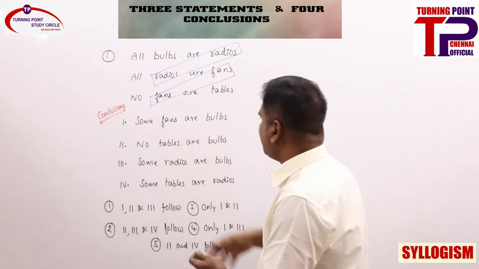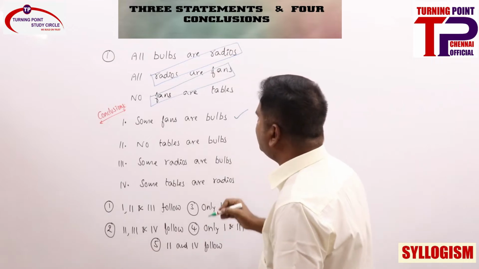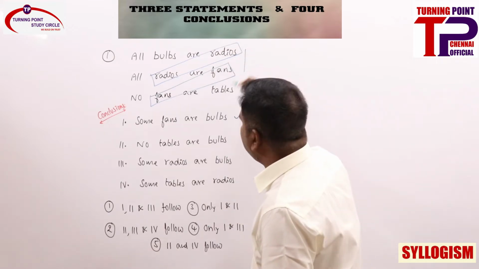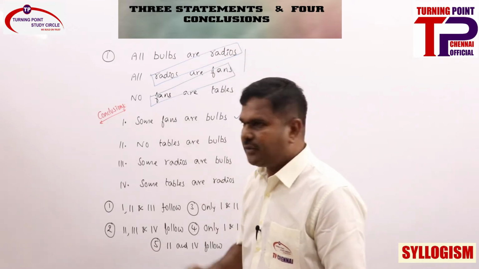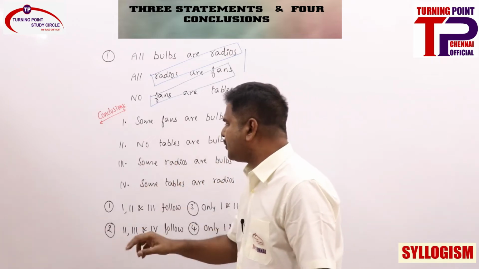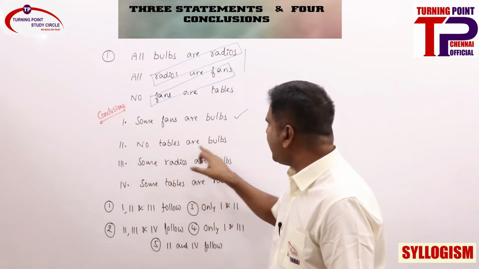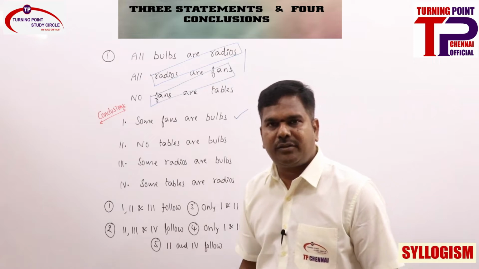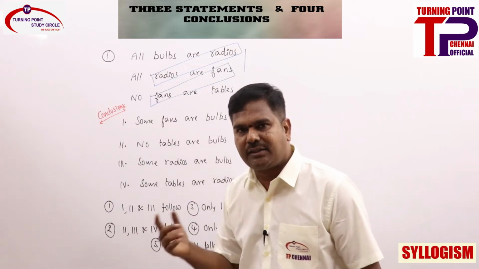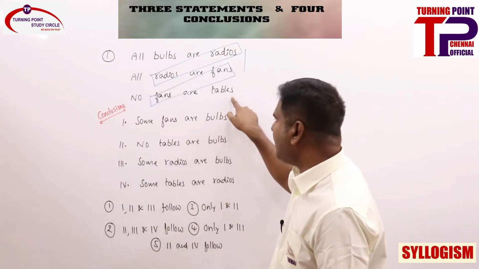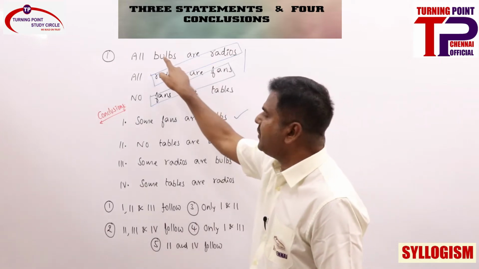Whether it is right, some fans are bulbs? Yes. So the first conclusion follows based on the first two statements, right? So come to the second conclusion. What is the second conclusion? No tables are bulbs. Where are tables and where are bulbs? Where are the relevant statements? Tables are in the third statement, bulbs are in the first statement.